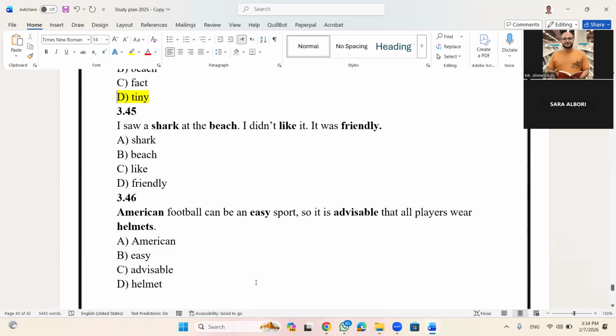I saw a shark at the beach. I didn't like it. It was friendly. A shark is not friendly. Make your narrative. I think sometimes you don't have to do all of this, so save your time.